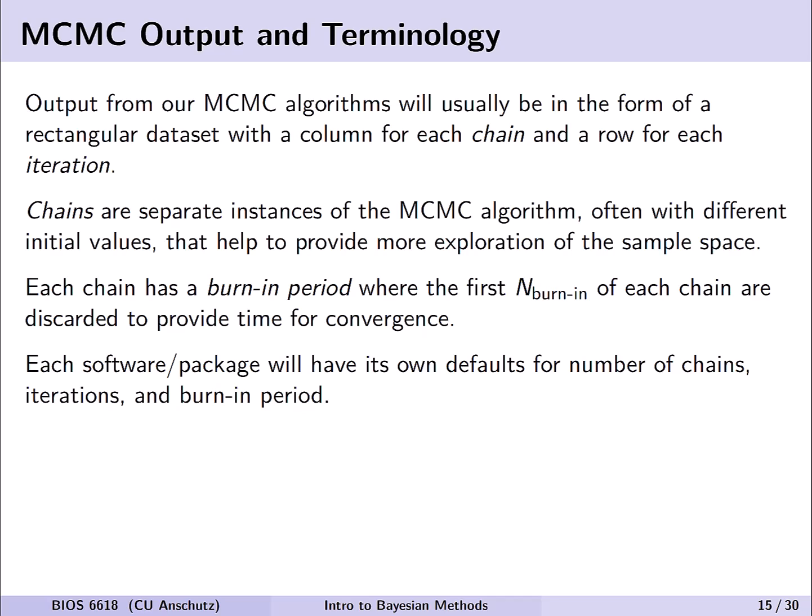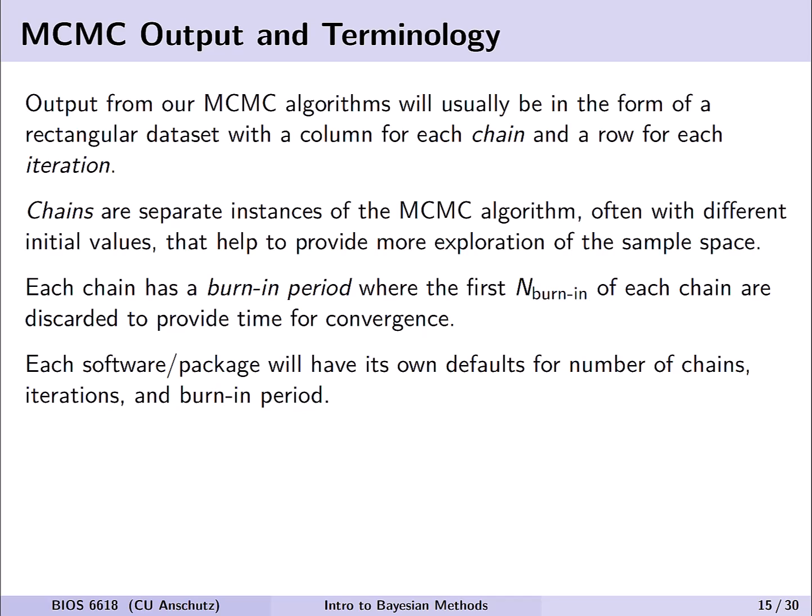Now, within each chain, you also have what's known as a burn-in period, where you discard the first, we'll say, n sub burn-in iterations of each chain to provide time for convergence. And again, that's because as your algorithm is starting up, it'll be meandering through your sample space, and we'll see some graphical examples of this in a few slides. But it does take a little bit of time for it to actually identify the general space that it thinks is the appropriate sample space of the parameters of interest.